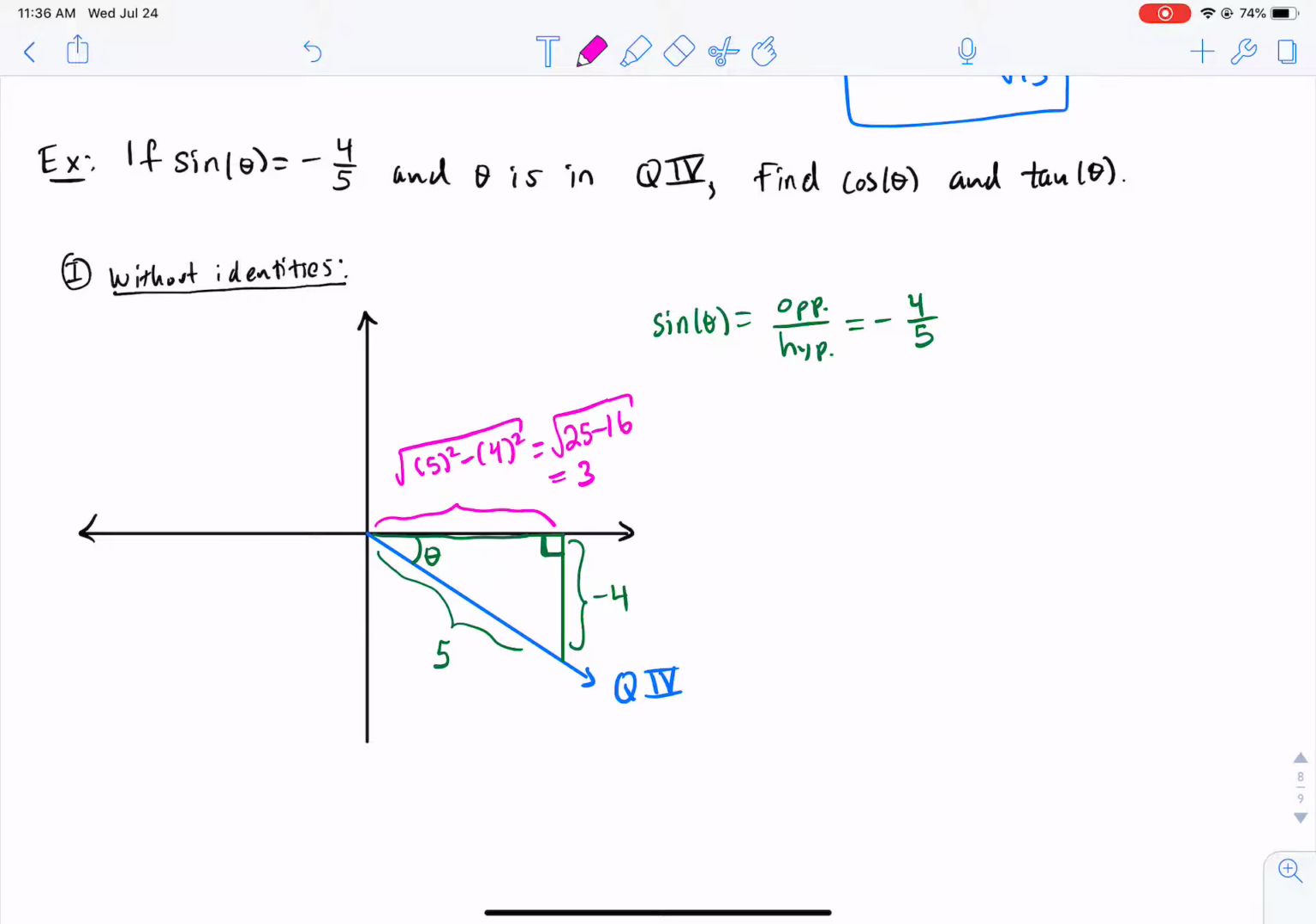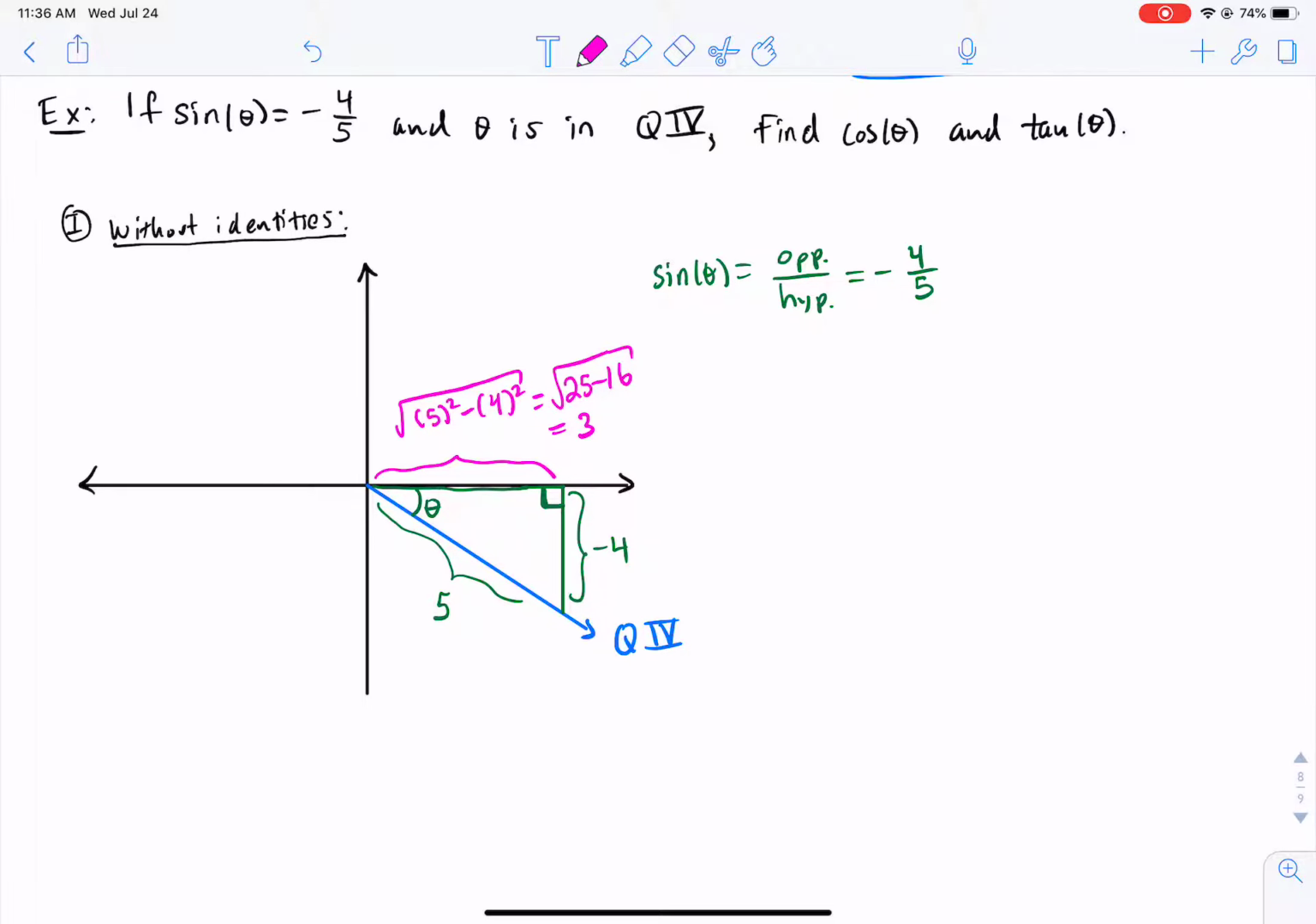But so here, what will be cosine theta then? What is cosine theta? It will be adjacent over hypotenuse, right? And the adjacent one will be 3 over 5. You see, we didn't even have to figure it out. The sign is already included: 3 over 5. Is it positive? In the fourth quadrant, is cosine positive? Yes. So that is correct. We didn't have to worry about the signs.